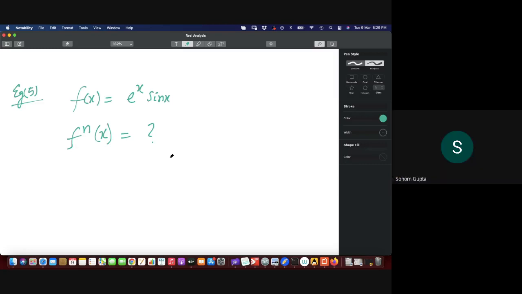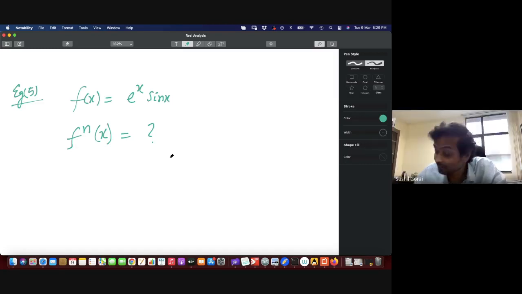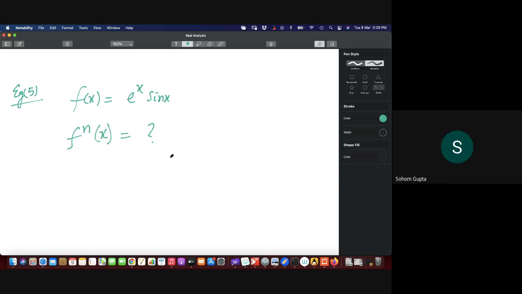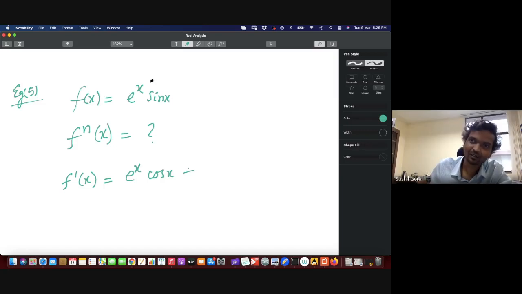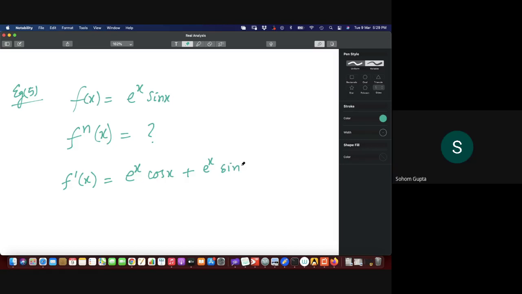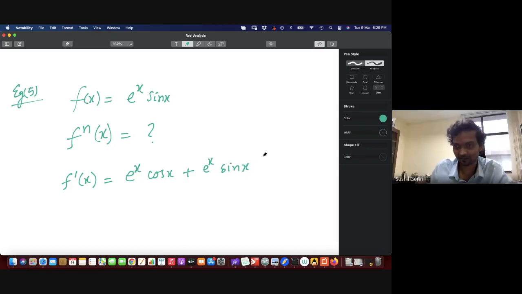It would be kind of a recursive solution here. Because if we calculate f dash x, we know that for a product of two functions, it's f dash g plus g dash f. But here, one of them stays constant under differentiation. So e to the power x, differentiating, you get cos x, plus e to the power x sin x. That is fx.